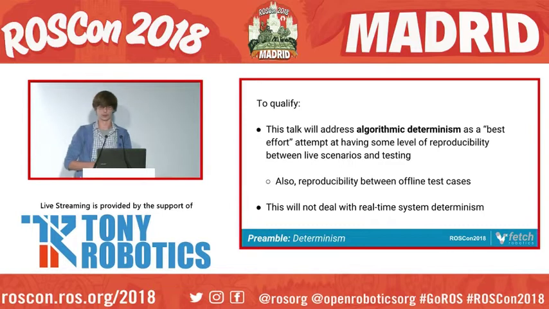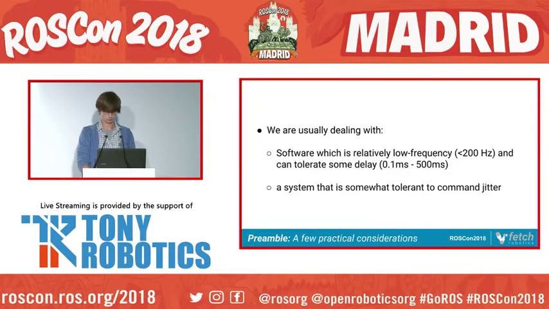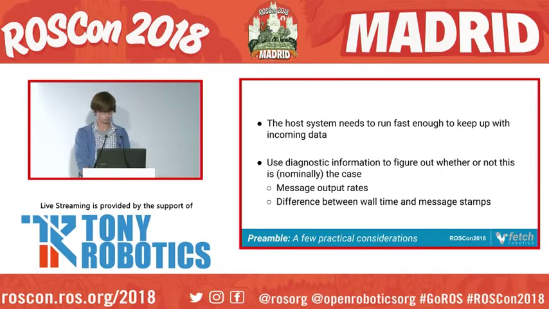To fully qualify here, when I'm talking about determinism, I mean only algorithmic determinism, at the highest level, not so much real-time determinism in terms of timing. So this would be more in the context of a higher level system, not really the safety critical level. We're usually dealing with software that's somewhat low frequency, nothing like a high rate control loop at a couple of kilohertz, that's tolerant to delay and some amount of command jitter. And we're also assuming here that the host system is going to be able to run fast enough to keep up with our messaging.